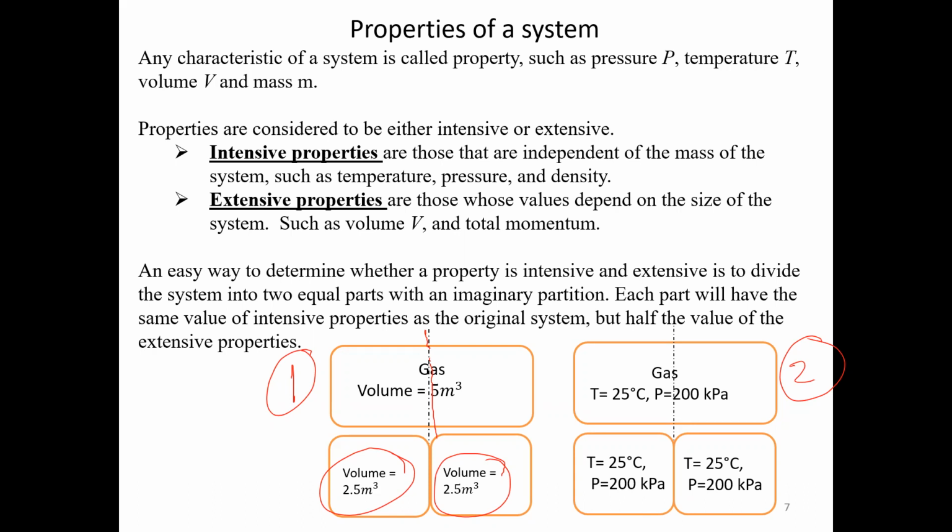Now, if I go to the second tank, the property in temperature and pressure, if I split the tank into 2 tanks, I still have the same pressure and temperature, because what I did basically was just put a wall between them and nothing happened. Only the mass changed, but the temperature didn't change, or the pressure didn't change. Okay.